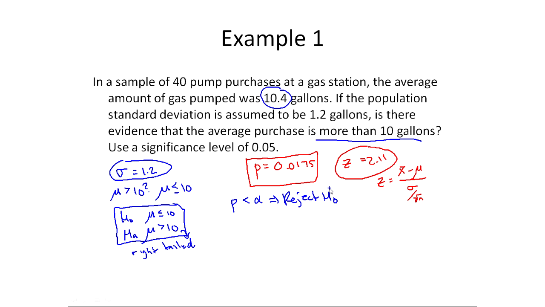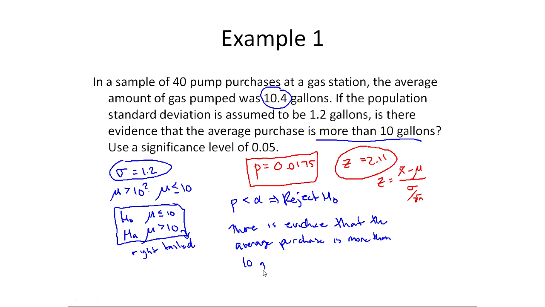It means that I have evidence leading me to believe that HA is true. So the way we would interpret this is we would say there is evidence that the average purchase is more than 10 gallons.